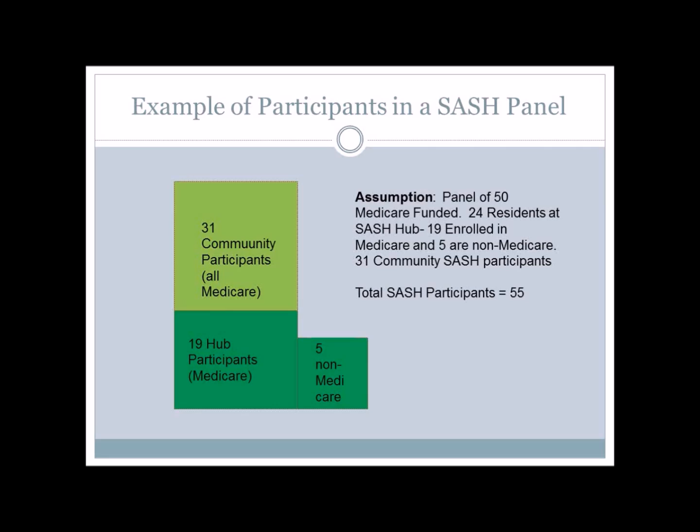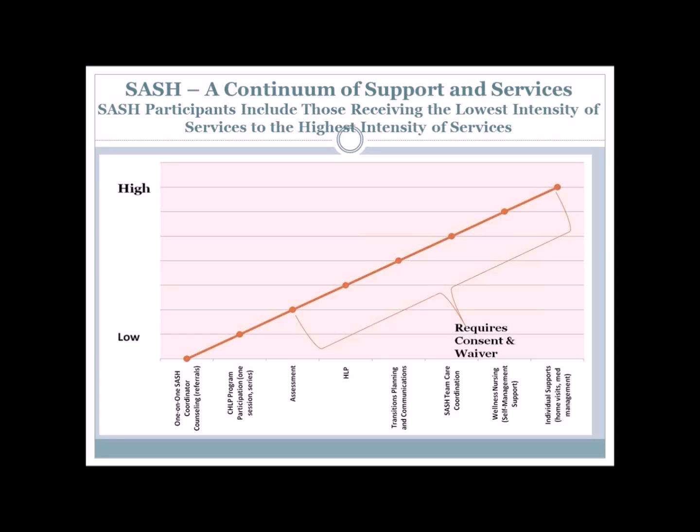Now, for those of you in community-only panels, it's simpler in a way because every participant you have has to be Medicare eligible. That's just how we set it up. If you're not in a SASH housing hub site where you have really quick and easy access to SASH staff, you just have to be a Medicare beneficiary. So for any community participants, you don't have to go through this process. If you're opening up a half panel in the community, you're going to get 50 Medicare. If it's 100, it's 100. So that might be the only thing that's simpler for you in the community panels.